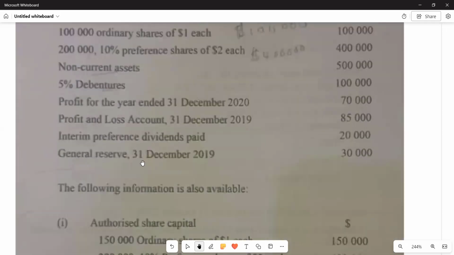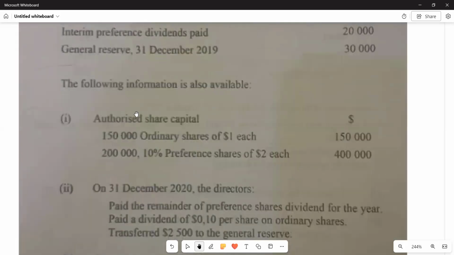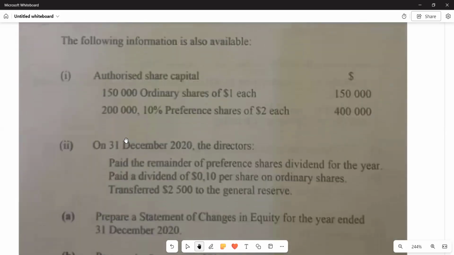Beneath that we are given the following information, whereby we are now given authorized share capital, and then we also have further information given on 31 December 2020. The directors, first part is to pay the remainder of the preference share dividend for the year. Second one, pay the dividend of 10 cents per share on ordinary shares. And last part is to transfer $2,500 to the general reserve. Then we go to the question part.